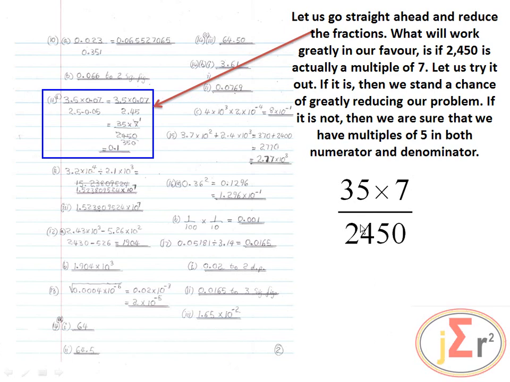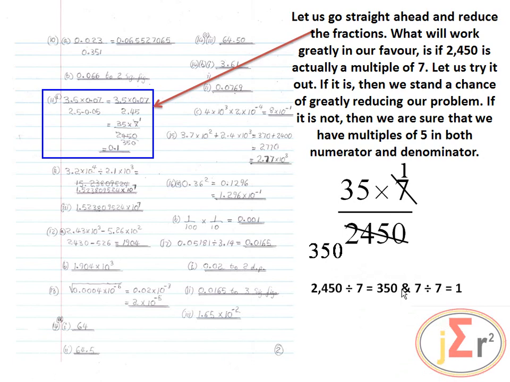Why? Because we already know that any number that ends with a 5 or ends with a 0 is a multiple of 5, therefore 5 is a common factor of the numerator and denominator. So all is not lost if 7 cannot go directly into 2450. But if it does, that will greatly reduce our problem. So 2,450 divided by 7 is actually 350. It works. And 7 into 7 is 1.